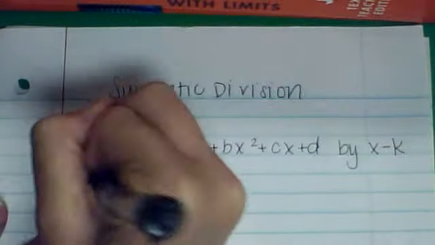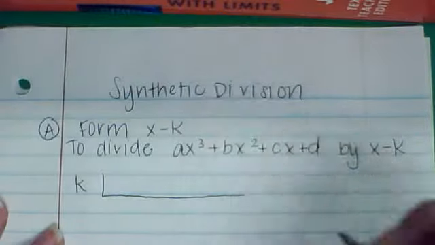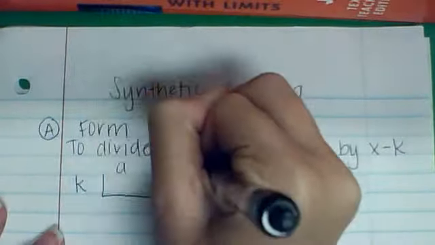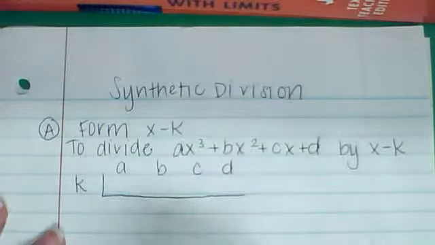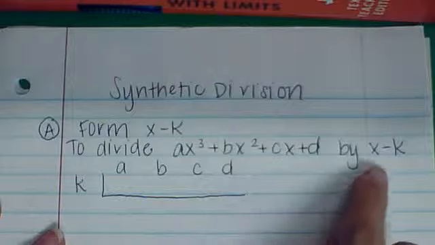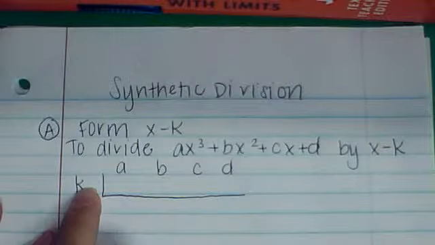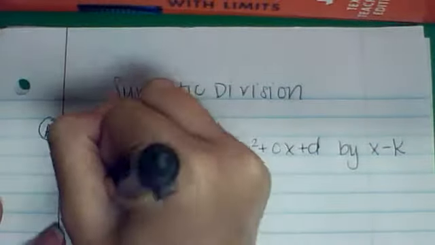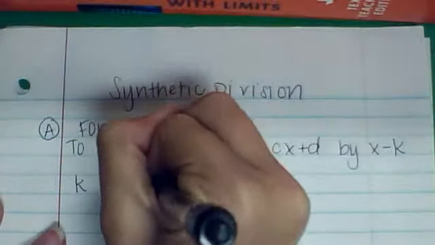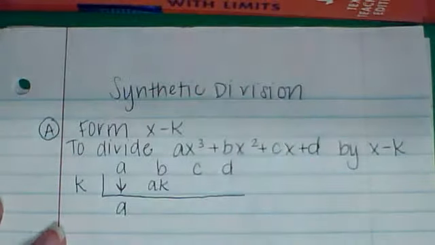We're going to put k on the outside. We're going to do the house upside down from what we did yesterday. We're going to write a, b, c, and d. Notice these are my coefficients in order from least to greatest. The k also, notice, has flipped signs here. I'm going to take the a and pull it straight down to here, and then I'm going to multiply a times k and put that answer right there.